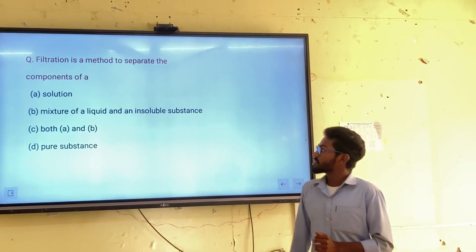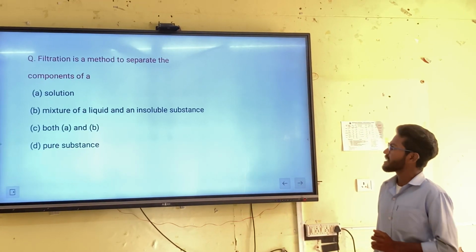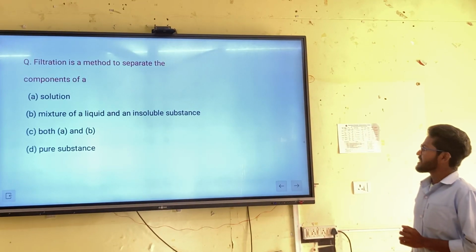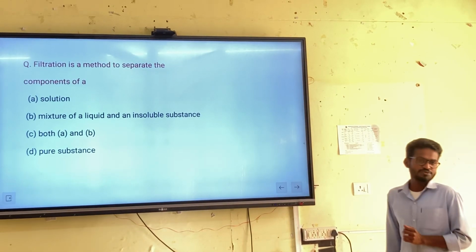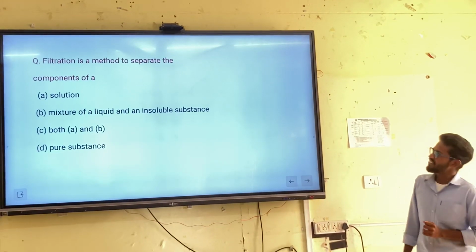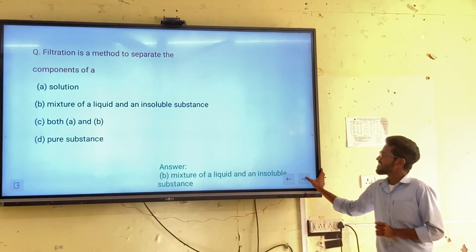The next question is, filtration is a method to separate the components of a mixture of a liquid and an insoluble substance. Both A and B, and pure substance. You can see. Now please. Option B is the right answer.